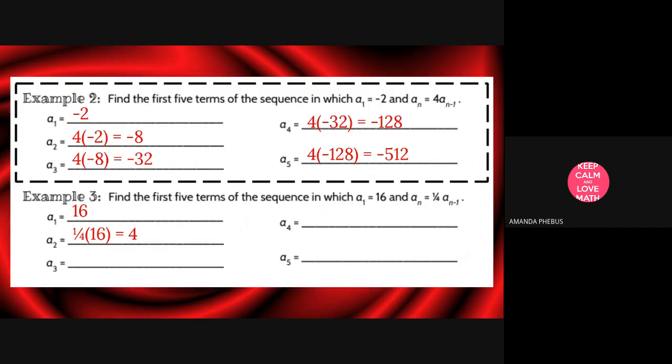1/4 of 16 is 4. To get the next number, we're going to do 1/4 times 4. 1/4 times 4 is 1. To get the next number in the sequence, we'll do 1/4 times our answer. So 1/4 times 1 is 1/4. And to get the last number, or the fifth number in the sequence, we're going to do 1/4 times 1/4, and that's 1/16. So our sequence is 16, 4, 1, 1/4, 1/16.